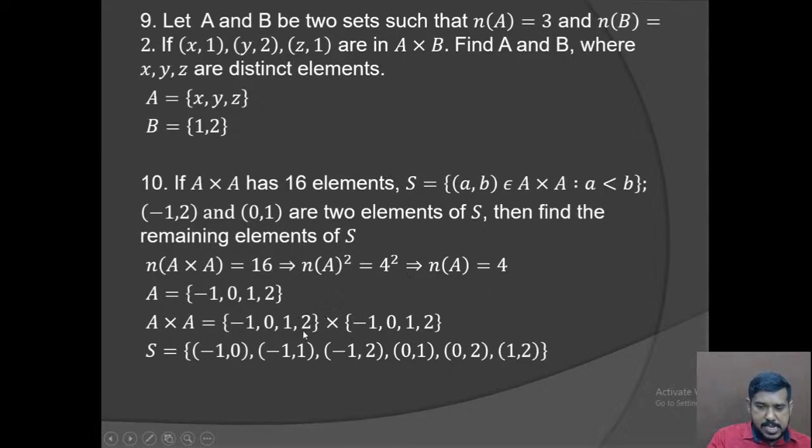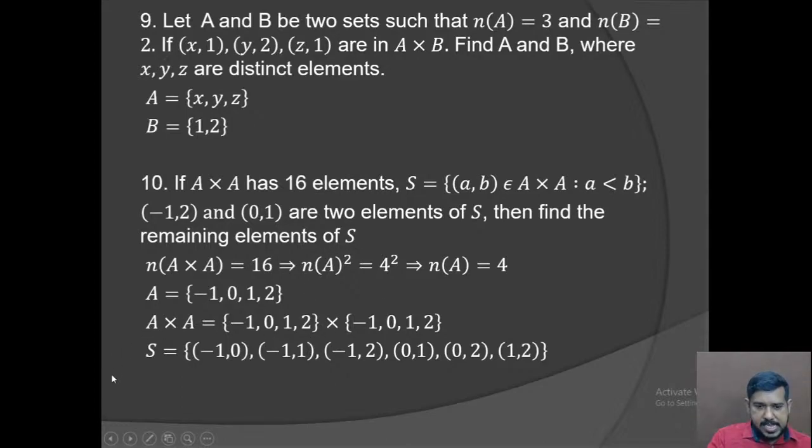Now coming to the last element 2. 2 is lesser than no elements. All the elements in the second set are lesser than or equal to 2. It is not greater than. The condition is that the first element must be lesser than the second. So these are elements which are greater than or equal to 2. So we cannot find any Cartesian product using the element 2.